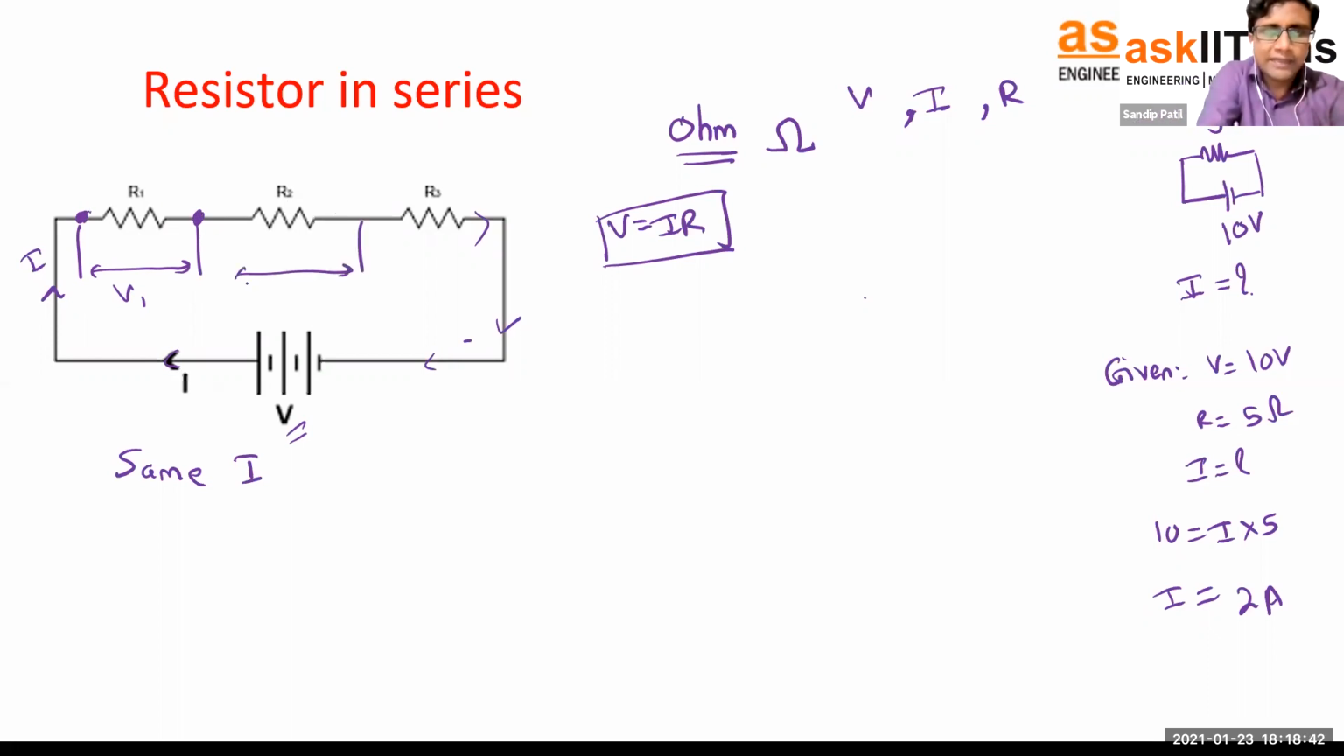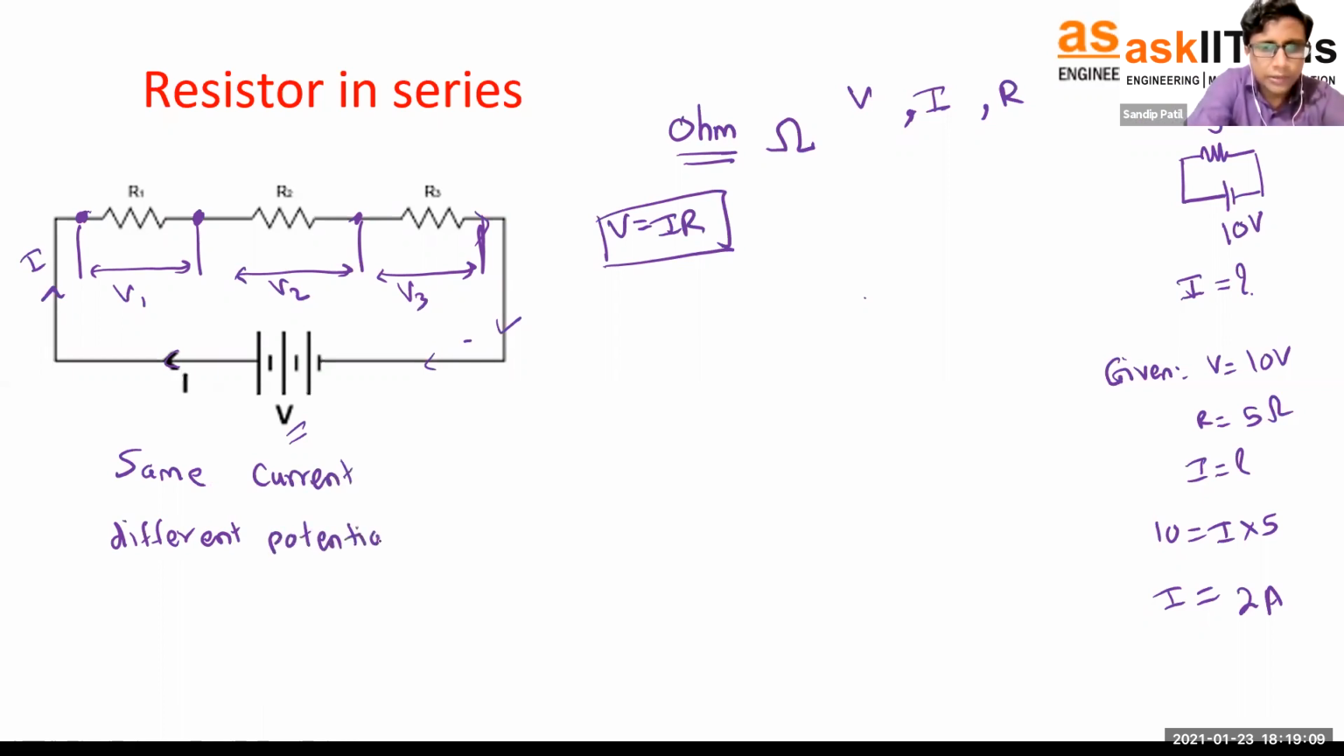Similarly, I can say this is V2, the potential difference between start and end point of R2. This is V3. Right? Like this I can show. So in series, same current is there, but different potential. These two important words you should remember in this case: same current but different potential, right? And V1 plus V2 plus V3, if I add all these potentials, I'm going to get the main battery's potential.